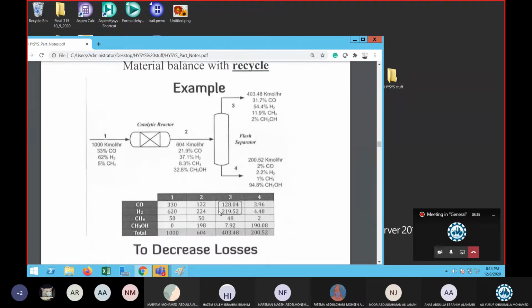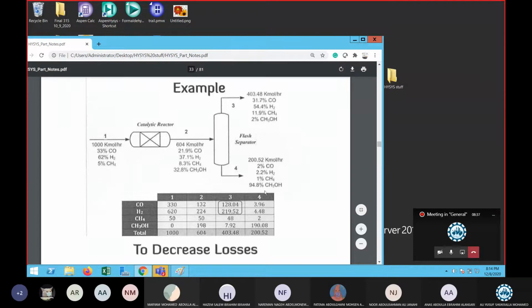However, guys, when we have a close look at the solution, we choose stream number 3. In stream number 3, we can see the amounts of carbon monoxide and hydrogen are huge, right? They are a big amount of stream 3. And if I just keep this going like this, basically I am wasting them.